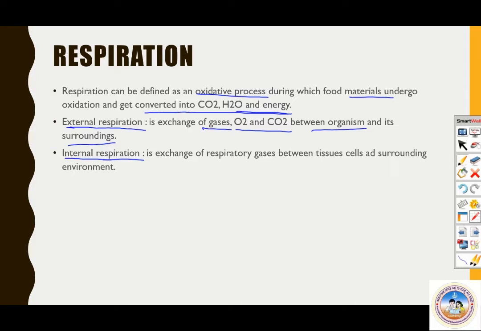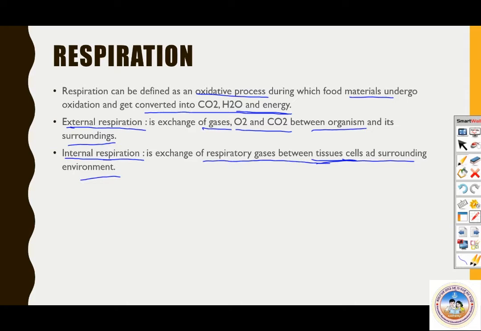Now moving ahead, internal respiration is an exchange of respiratory gases between tissues, cells and the surrounding environment. That is, within you, inside you. So here there is an exchange of respiratory gases between the tissues inside you and the surrounding environment. So within your body. Am I clear to you? So the cells within you and the environment in your body, and plus the outer environment also.